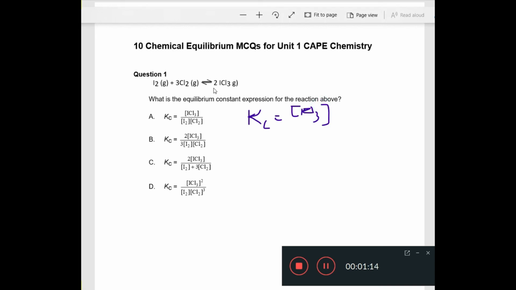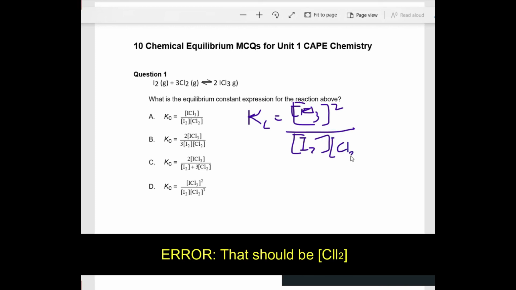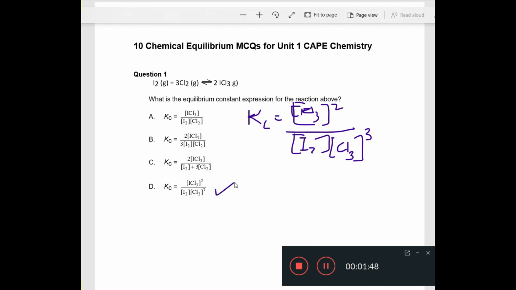ICl3, and we're used to the stoichiometric coefficient, which is 2, over the concentration of the reactants, which are iodine and chlorine, raised to their stoichiometric coefficient. And that's 3 for chlorine. Okay, so based on that, we can see that our answer is going to be D.